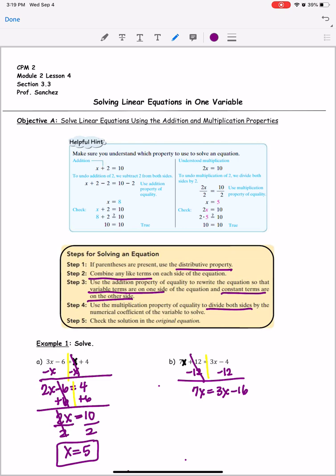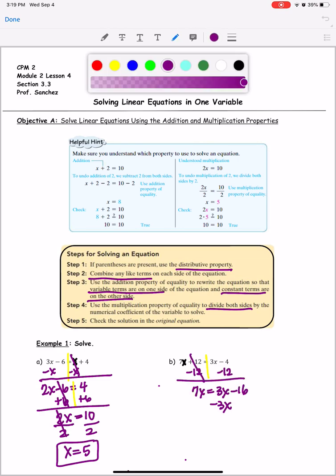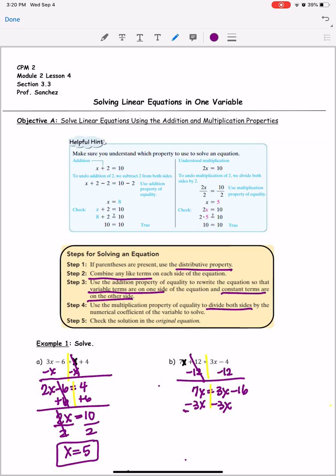So the opposite of a positive 3x is a negative 3x. And what I do to one side, I must do to the other. So 7x minus 3x gives me 4x. Equals 3x minus 3x, cancels each other out, so I'm left with a negative 16. So now I have my variable on one side, my constant on the other, so now I need to divide both sides. The opposite of 4 times x is 4 divided by it. 4 divided by 4 is 1, so 1x is the same as x. And negative 16 divided by 4 is negative 4.